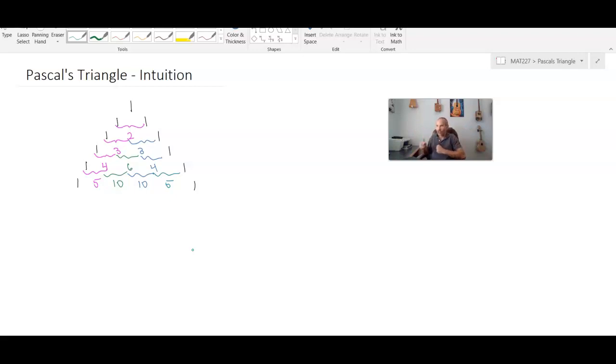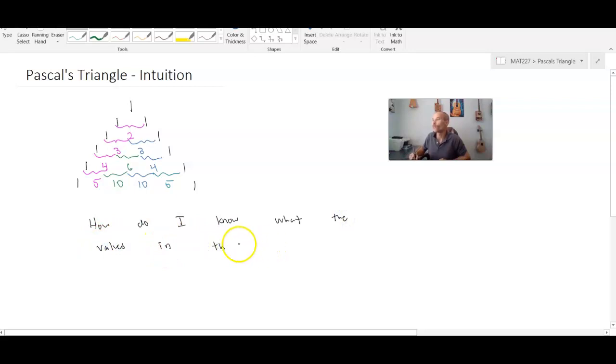And if we continue going in this fashion, we're going to have massive triangles that can exceed a certain size. And then the question that I might have at this point is, how do I know what the values in the nth row will be? What I mean by the nth row is this could be the 10th, the 100th, or the 1000th row. So n is going to be an element in the set 0, 1, 2, and so on.